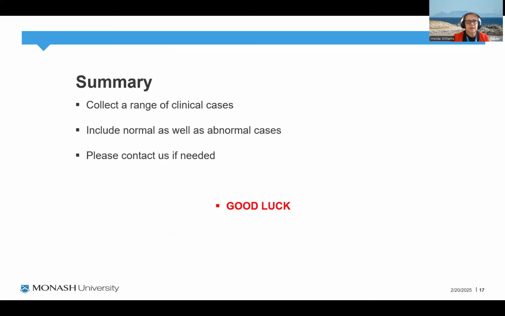So in summary, you need to collect a range of clinical cases that covers the body parts. If you struggle to find specific body parts, please email us. Remember to also include normal as well as abnormal cases.